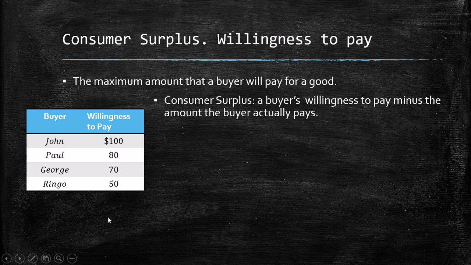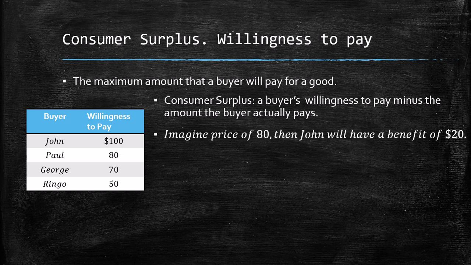We have the consumer surplus, which is a buyer's willingness to pay minus the amount the buyer actually pays. For example, let's say that the price is 40. Ringo's willingness to pay is 50, but since the market price is 40, the consumer surplus for Ringo is 10. It's something you were willing to pay, but at the end of the day you don't have to pay this amount, you pay less. This is the consumer surplus, which is a measure of welfare.